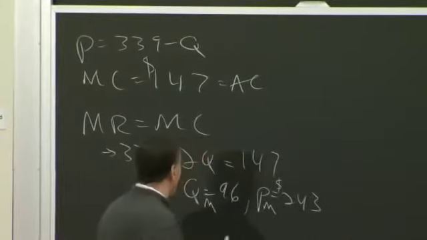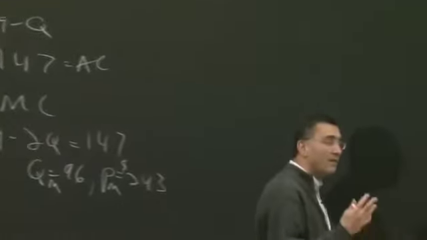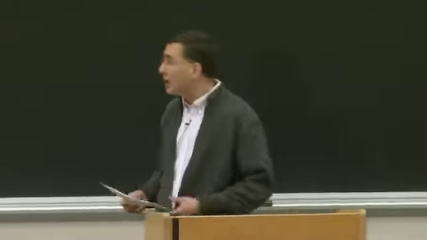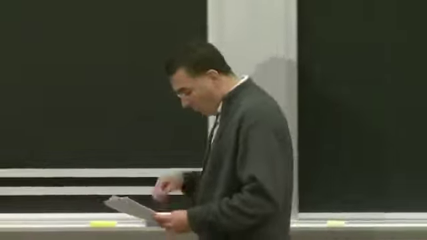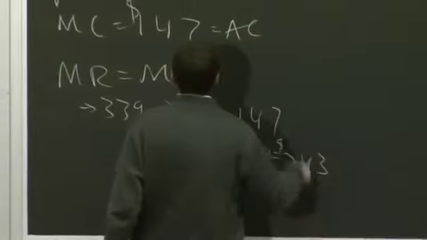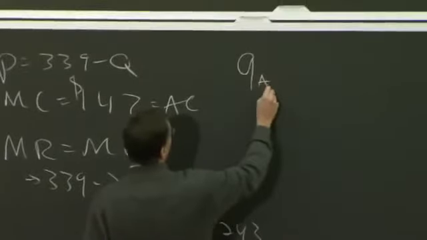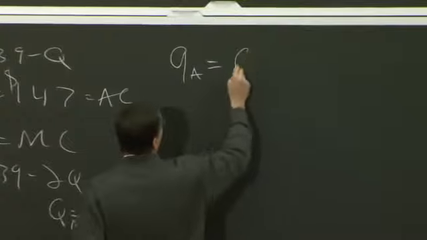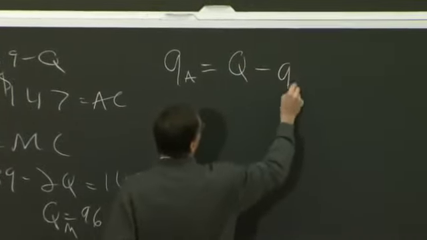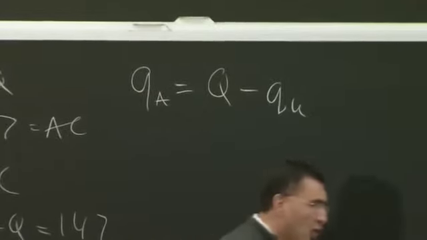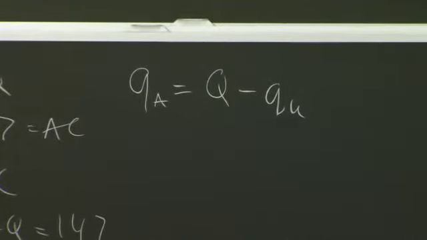Then we said, but what if it recognizes that it's not a monopoly? There's another firm in the market. United's in the market as well. Well, in that case, it has to consider its residual demand. So we said that Q sub A, the residual demand for American, was equal to the total market Q minus the quantity absorbed by United, Q sub U. And we showed last time what this leads to graphically.